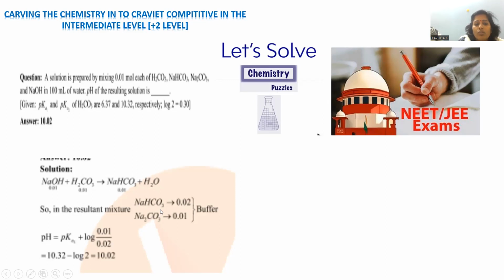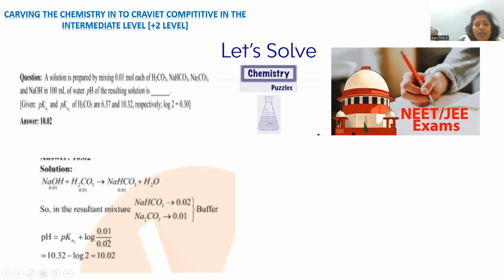The combination of sodium bicarbonate and sodium carbonate is said to be a buffer solution. Buffer solution means a salt and its weak acid, which is the buffer solution that got prepared over here. pH is equal to pKa2 plus log of sodium carbonate by sodium bicarbonate will be taken, right?